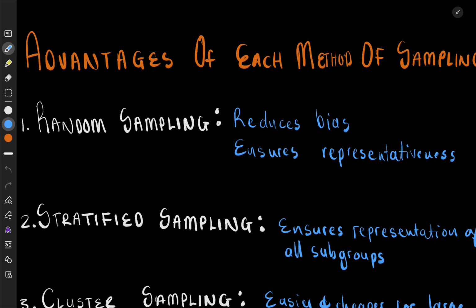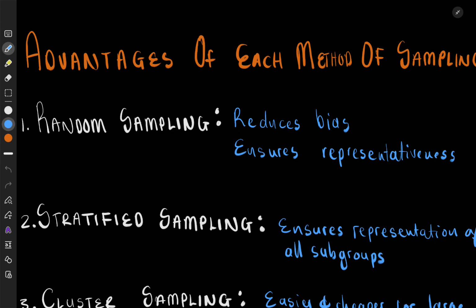Stratified. Yes, in stratified sampling, we say that the population, you should say two things. Number one, the population is divided into subgroups called strata. Okay, not clusters, but strata. It is divided into subgroups called strata. And then you can say, and then a sample is taken randomly from each of the subgroups, right?